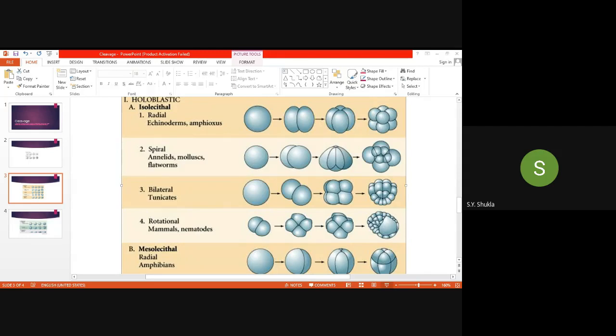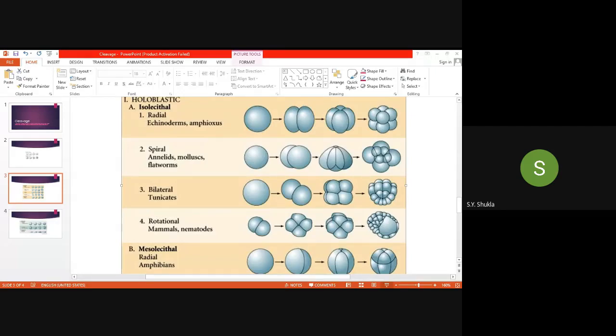Then this is the holoblastic cleavage. The isolecithal egg shows this complete cleavage, and there are four types of formation of the mitotic spindle axis, so these four types of cleavages are there. First we will see the radial cleavages. What are the examples of the radial cleavages?